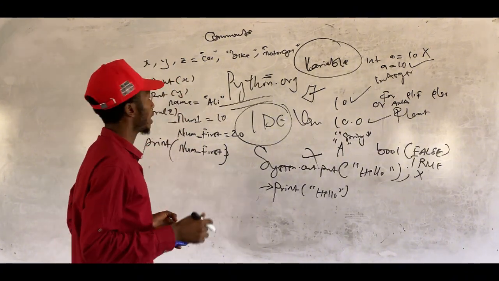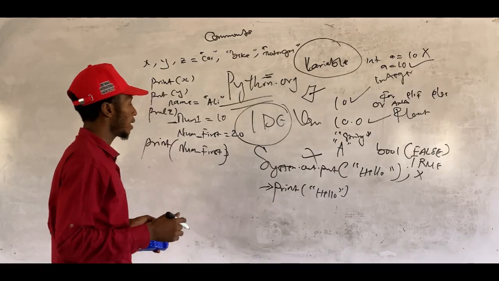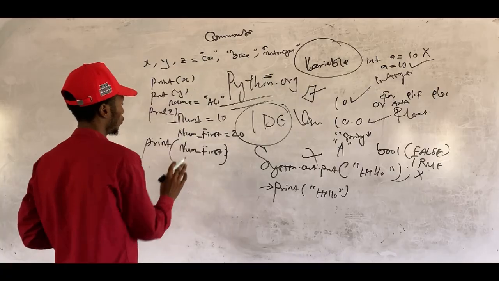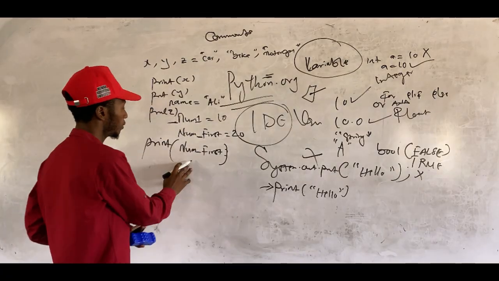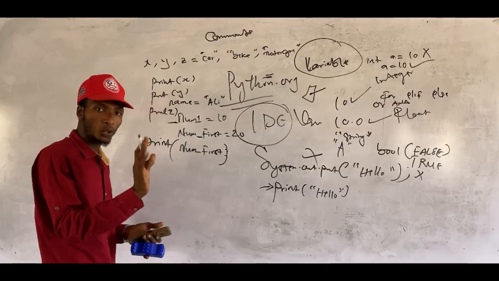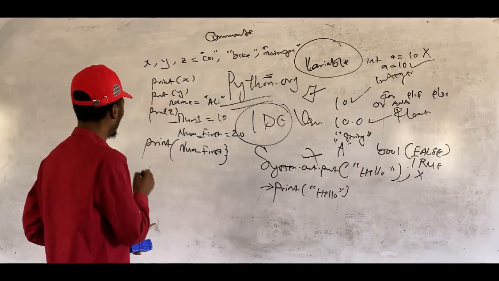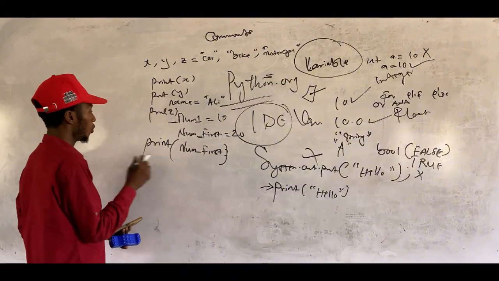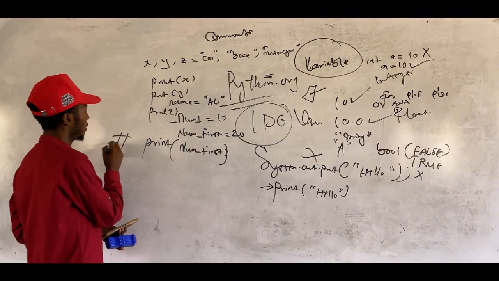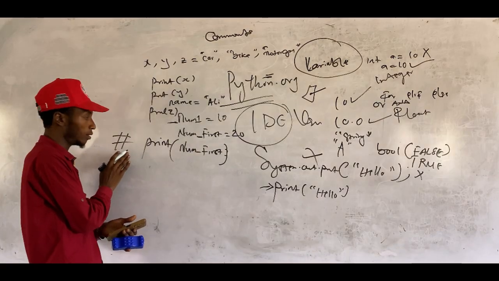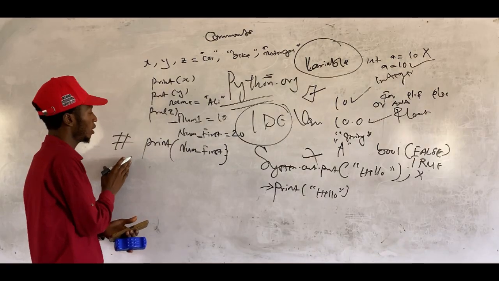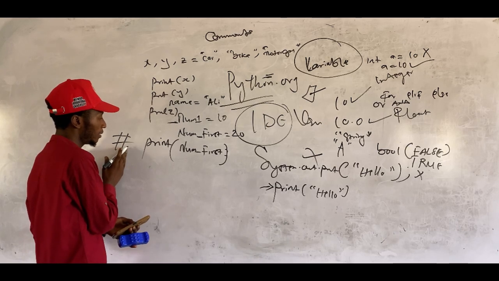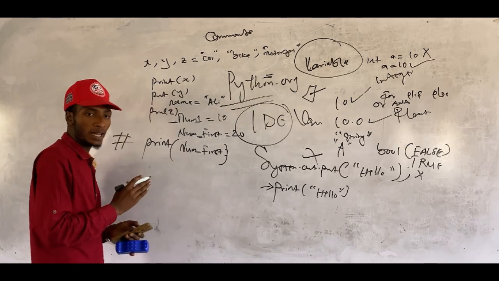In Python, we have a single line comment and we have a multiple line comment. So let's assume you don't want this code to execute. This prints num first. You don't want it to execute anymore. Since this is a single line, what you need to do is just add your hash. This is a hash sign on the keyboard. You just place the hash sign. So that means once you place this, it will comment whatever it is here.